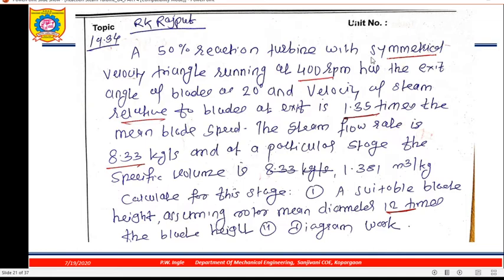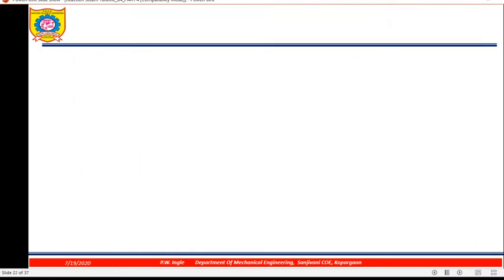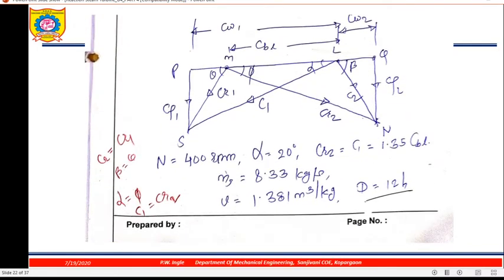A 50% reaction turbine with symmetrical velocity triangle running at 400 rpm has the exit angle of blade as 20 degree. So exit angle of blade is nothing but phi angle, so it is 20 degree, and the velocity of steam relative to blade at exit is 1.35 times the mean blade speed. The steam flow rate is 8.33 kg per second, and at a particular stage the specific volume is 1.381 meter cube per kg. Calculate for this stage a suitable blade height assuming rotor mean diameter as 12 times the blade height, and diagram work. Okay, so we'll see step by step.